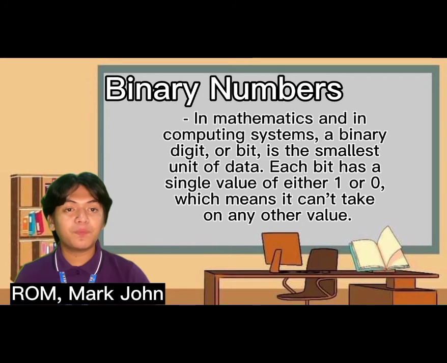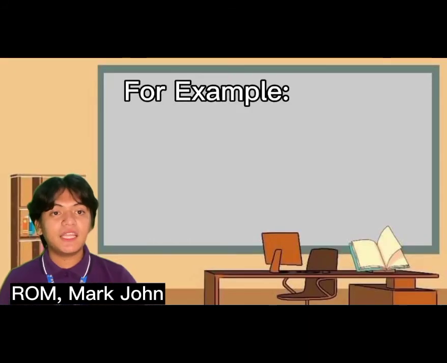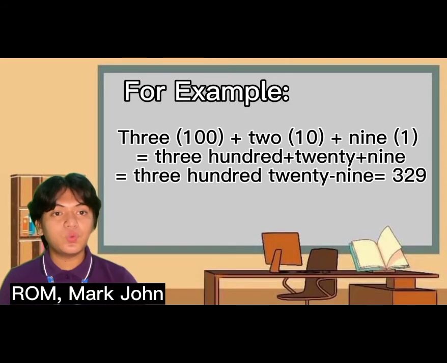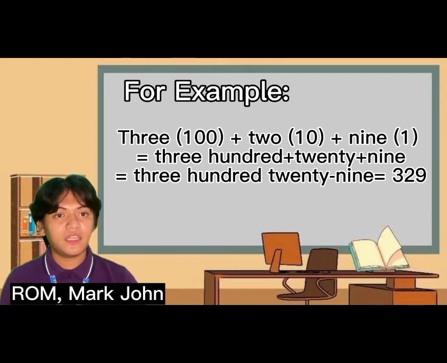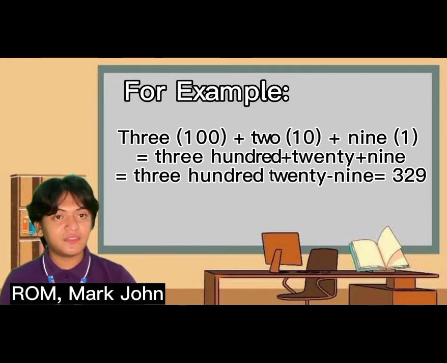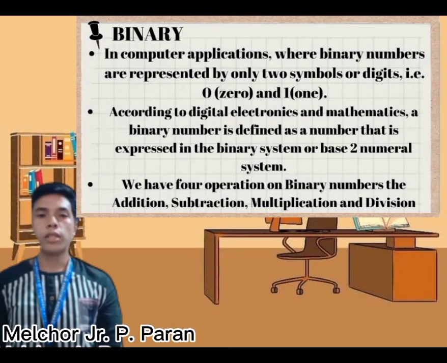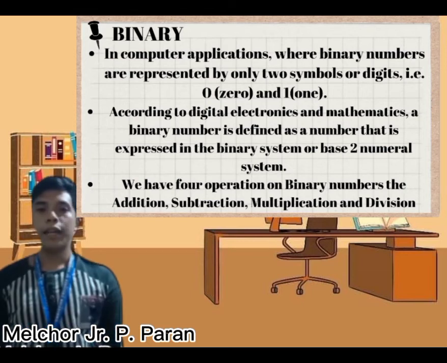In mathematics and in computing systems, a binary digit, or bit, is the smallest unit of data. Each bit has a single value of either 1 or 0, which means it cannot take any other value. For example, 3 times 100 plus 2 times 10 plus 9 times 1 equals 300 plus 20 plus 9 equals 329. Binary is represented by only two symbols or digits, 1 and 0. We have 4 operations on binary: addition, subtraction, multiplication, and division.